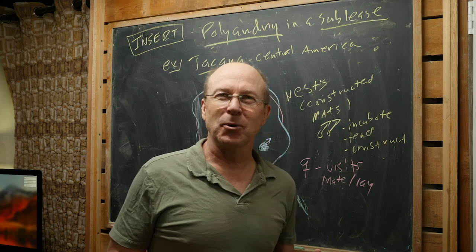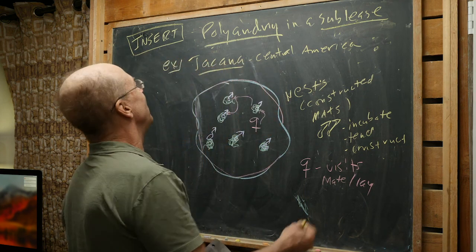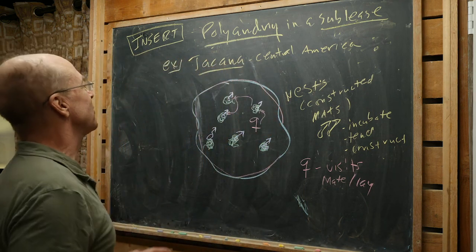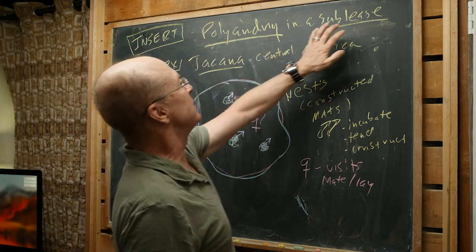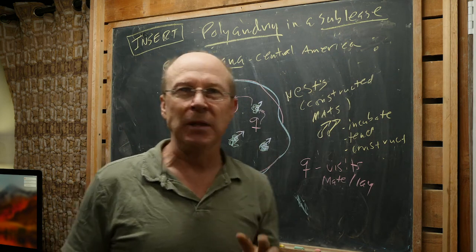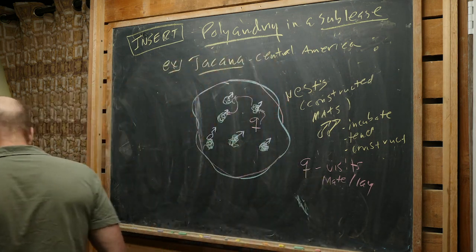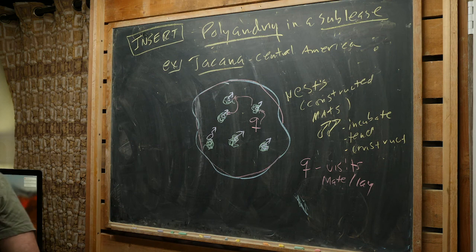You can't trust a bird. So anyway, that's a spectacular example. And another new concept, polyandry, and in this case, it is superimposed on the subleased territory. Okay.